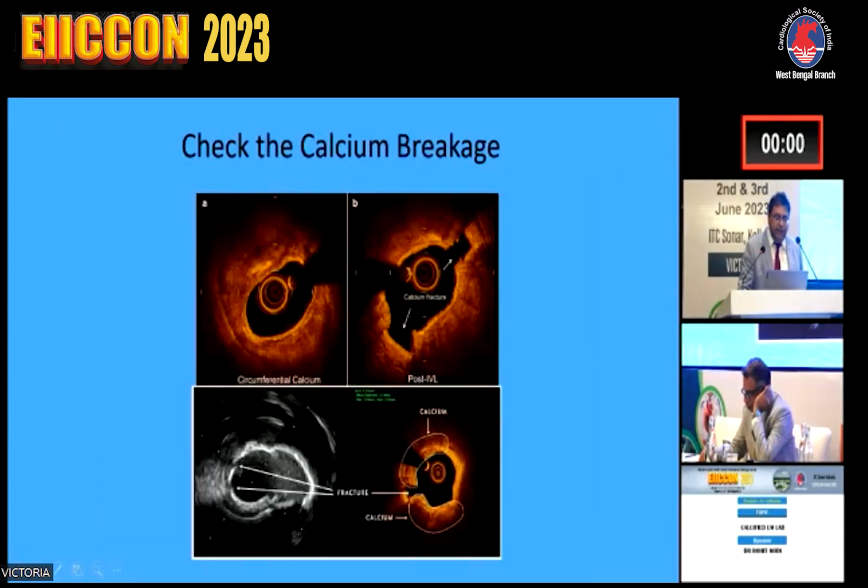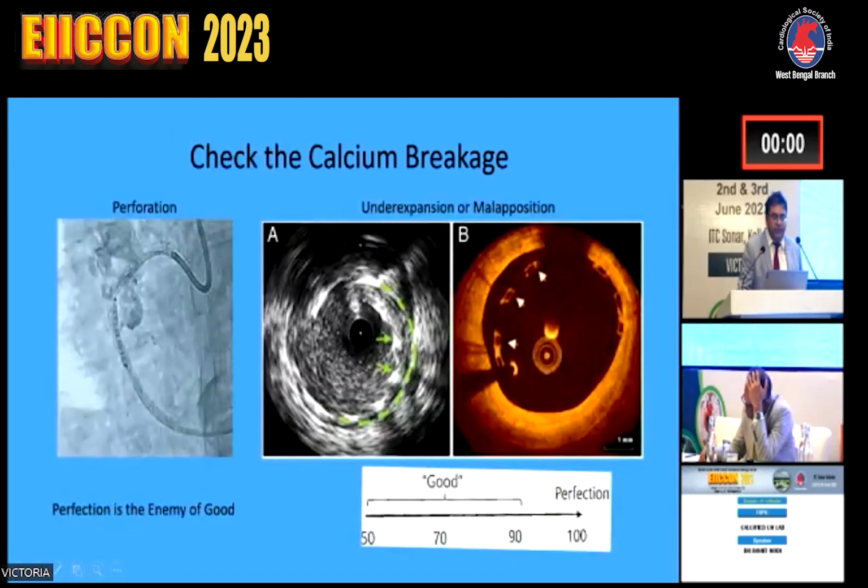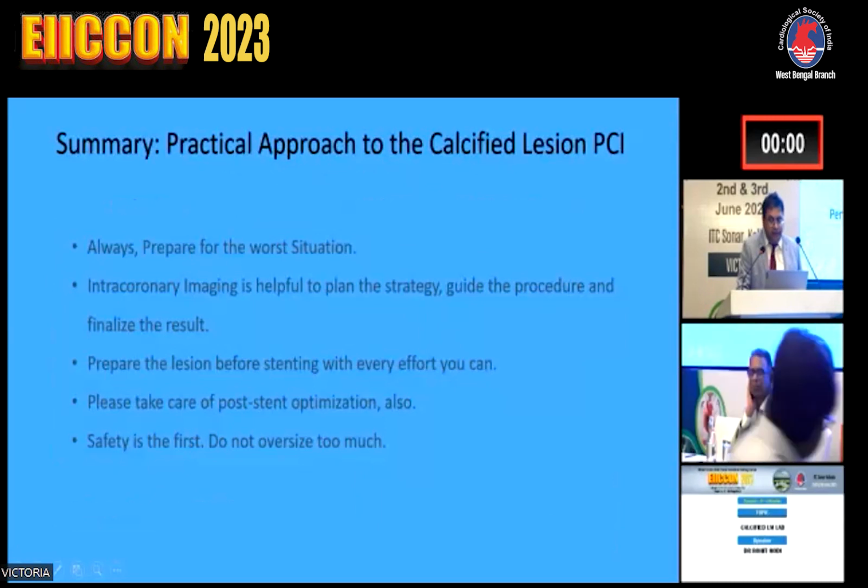And then after preparation, you have to check for the calcium breakage. You can see in the IVUS as well as OCT the fractures produced by the various treatments. Check the calcium breakage. Think of this patient who had a perforation while putting a stent because of the calcified lesion. You need not go for perfection, because perfection is sometimes the enemy of the good. And while performing a perfect procedure in a calcified lesion, we may get complications. So the practical approach would be to always be prepared for the worst situation.